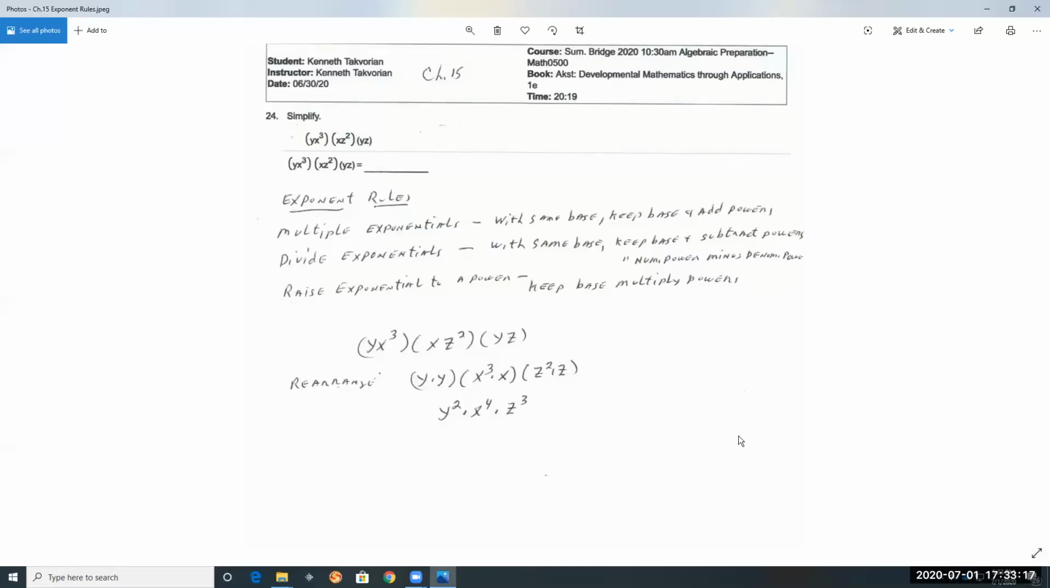In chapter 15, we will be doing two things. We will be working with the rules of exponents, and we'll be working with operations on polynomials. The exponent rules are as follows.